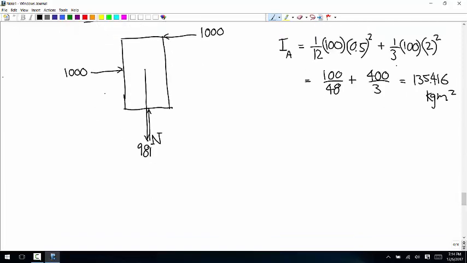Now we have to figure out the moment for each of these four forces. So what about the normal force? What's the moment produced by the normal force? Well, the way you calculate that moment is it's a force times the distance from the axis to where the force is applied. The axis is here, right? The force is also applied there. So what's the distance? 0.